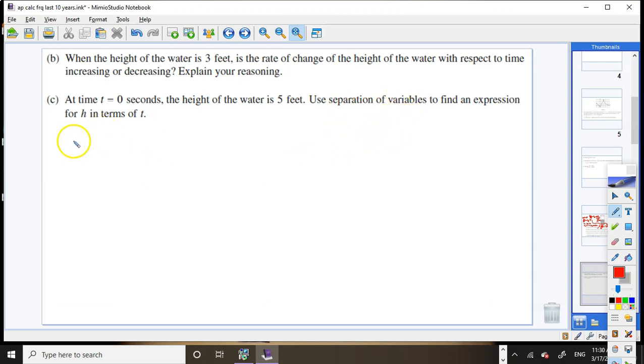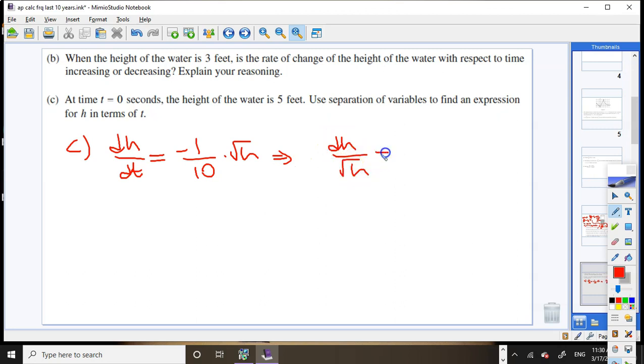So if you remember, originally our equation is given like this: dh over dt, which is the rate of change in height of the water, is given by negative 1 over 10 times square root of h. So basically we're going to try to solve this differential equation using separation of variables. So when I do that, dh over square root of h is going to be equal to negative 1 over 10 times dt.